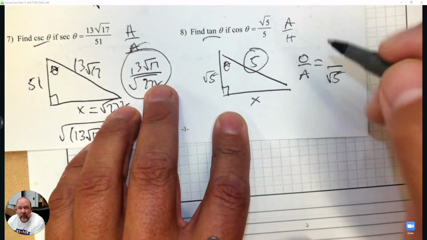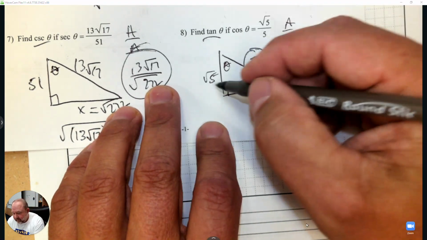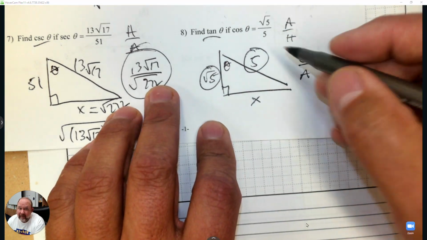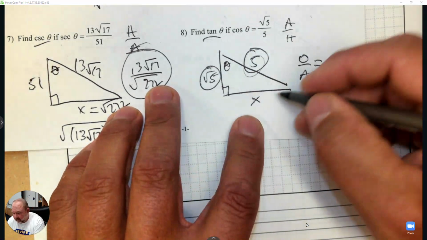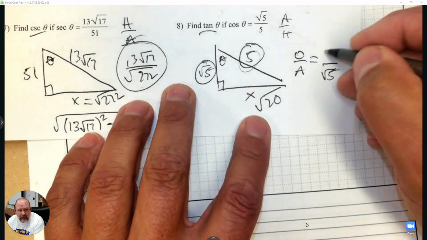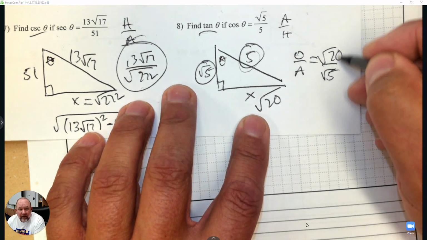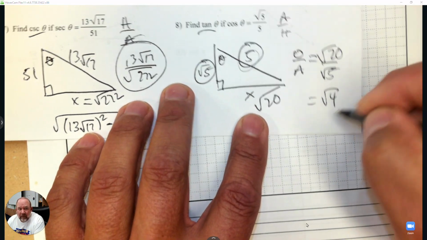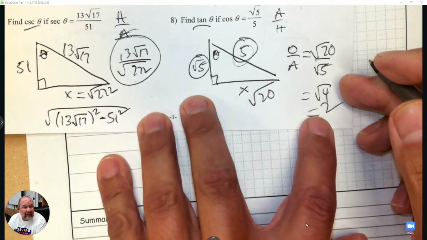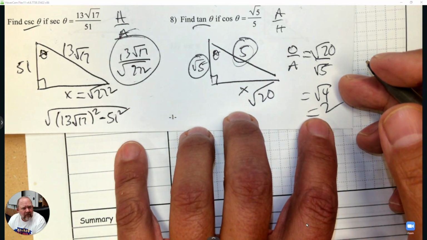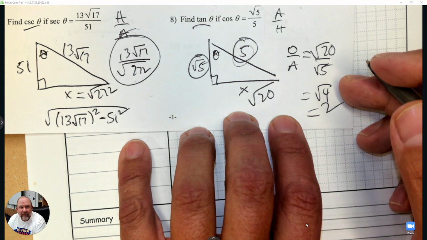So I know the denominator is root 5, but I don't know this side. So 5 squared is 25. Root 5 squared is 5. So it's 25, take away 5. So this is going to be the square root of 20. By the way, 20 divided by 5 is 4, and the square root of 4 is 2. So really, this answer is 2. Yeah, it fits. Perfect. Turn the page.